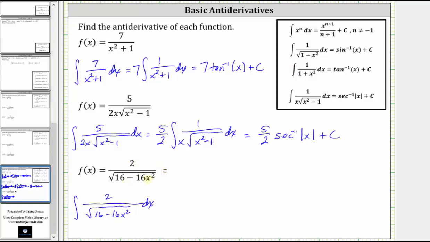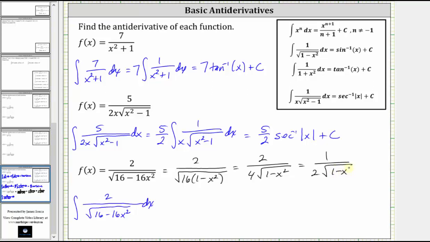Let's factor out 16 from 16 minus 16x squared. This will give us 2 divided by the square root of 16 times the quantity 1 minus x squared. And the square root of 16 is equal to 4, and therefore this simplifies to 2 divided by the product of 4 and the square root of 1 minus x squared. 2/4 simplifies to 1/2. The function simplifies to 1 divided by the product of 2 and the square root of 1 minus x squared.